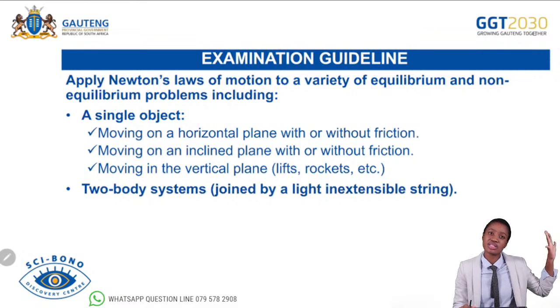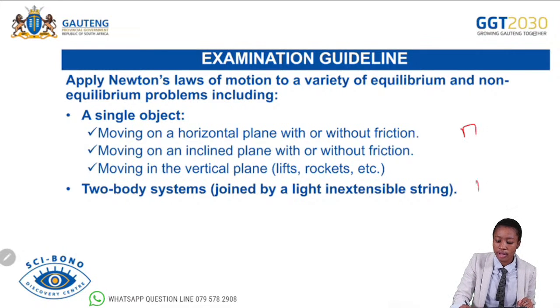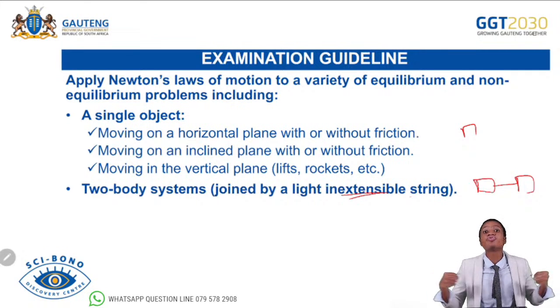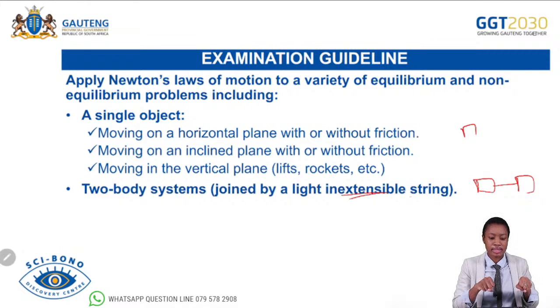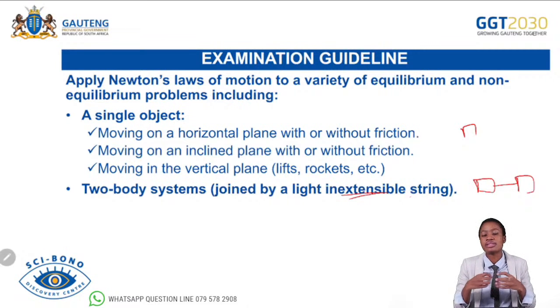We have one where it's just a single object, and then we have one where there will be two body systems, and they're normally joined by a light inextensible string. Remember when I said inextensible, they're telling you that it does not stretch. So it moves as a system. As the one block moves, so does the other. The string that attaches it does not in any way stretch.